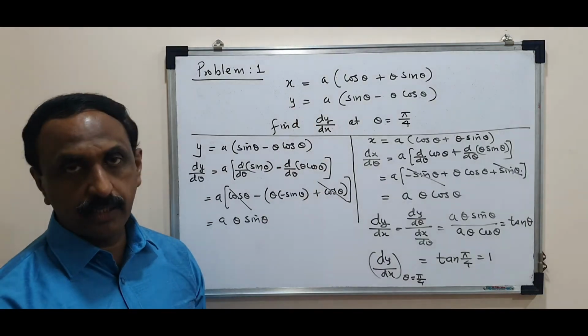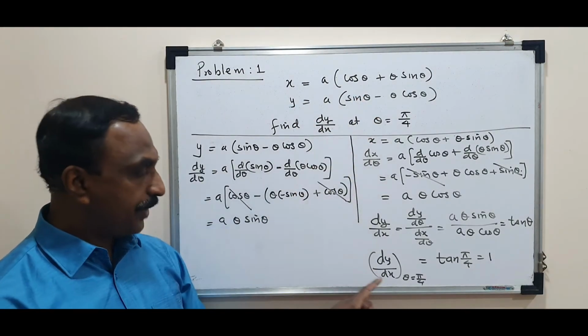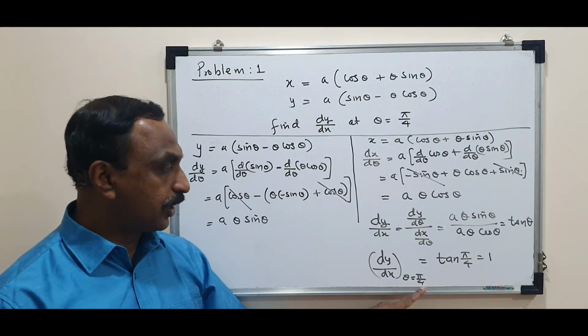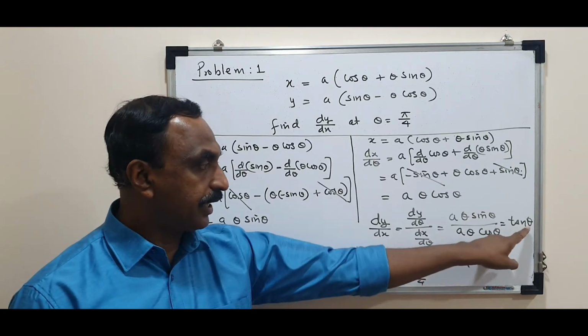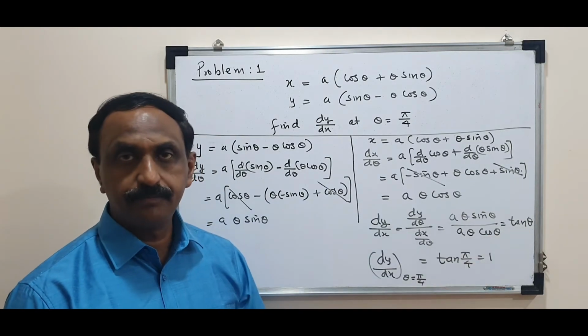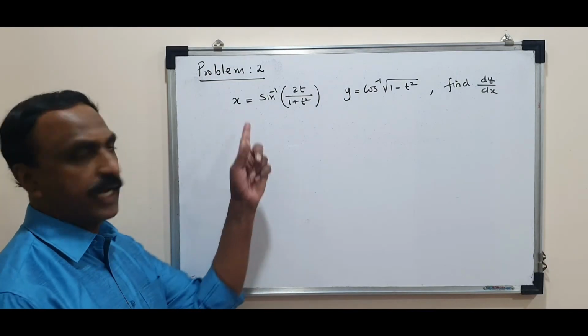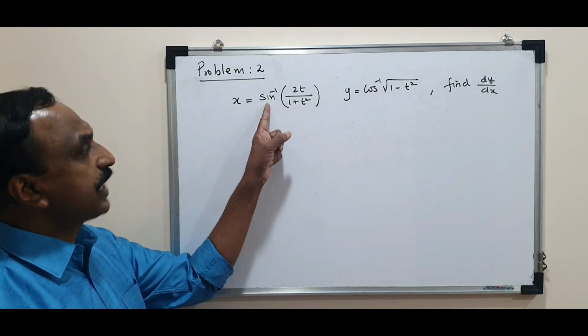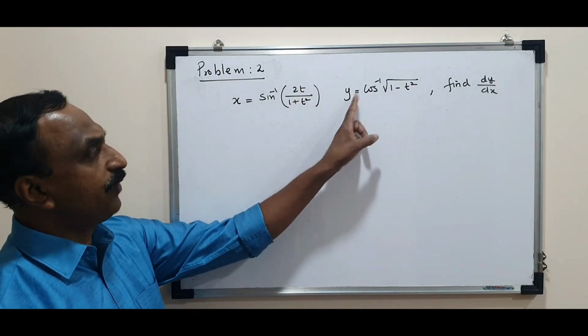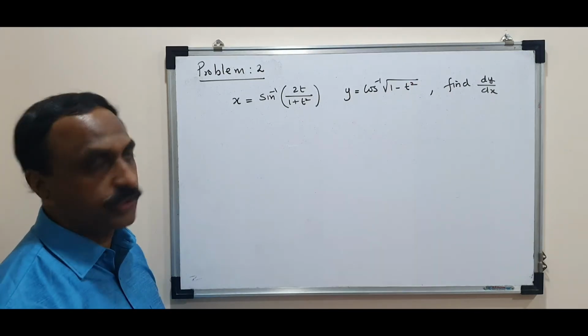That's why it is called parametric formation, parametric function. And the derivative at the point theta equal to pi by 4 can be obtained by replacing theta's value over here. Another function we have here: x equals sine inverse of 2t upon 1 plus t square, and y equals cos inverse of root of 1 minus t square.